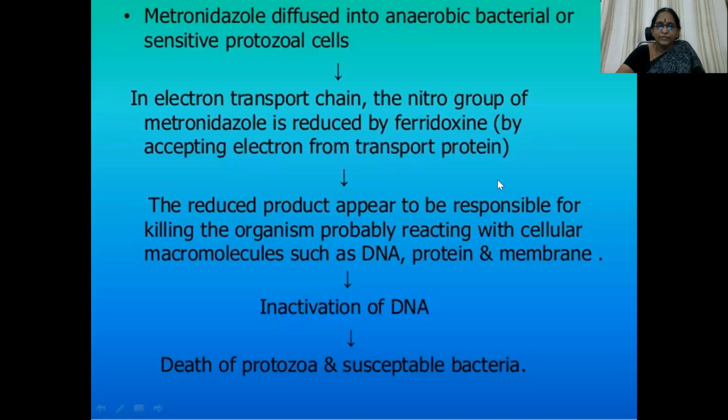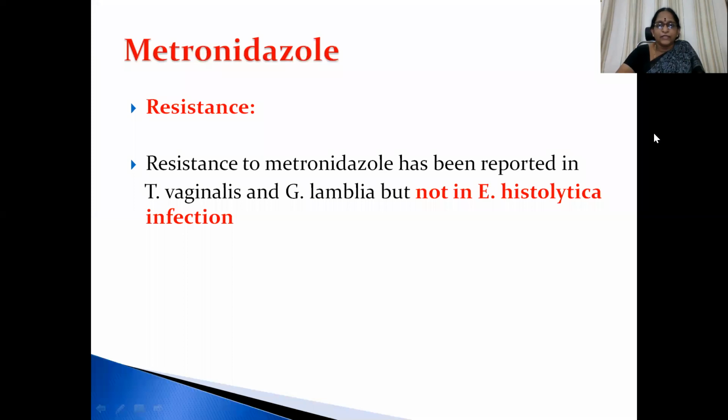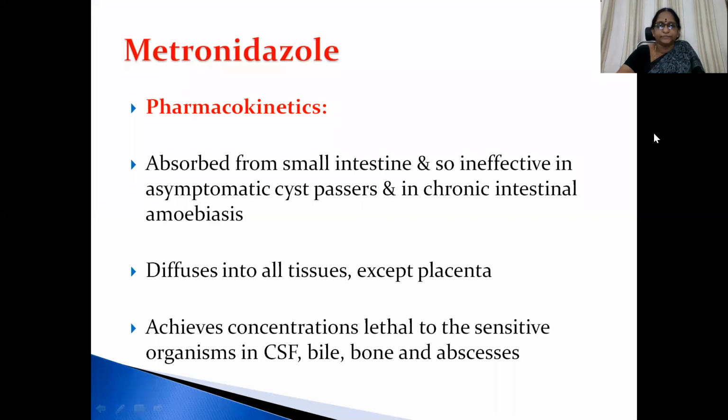Then the reduced product appears to be responsible for killing the organism, probably reacting with cellular macromolecules such as DNA, protein, and membrane, causing inactivation of DNA and death of protozoa and susceptible bacteria. It's very lethal. Okay. Then coming to the resistance. Resistance to metronidazole has been reported only with 2 infections, that is Trichomonas vaginalis and Giardia lamblia, but not with Entamoeba histolytica infection.